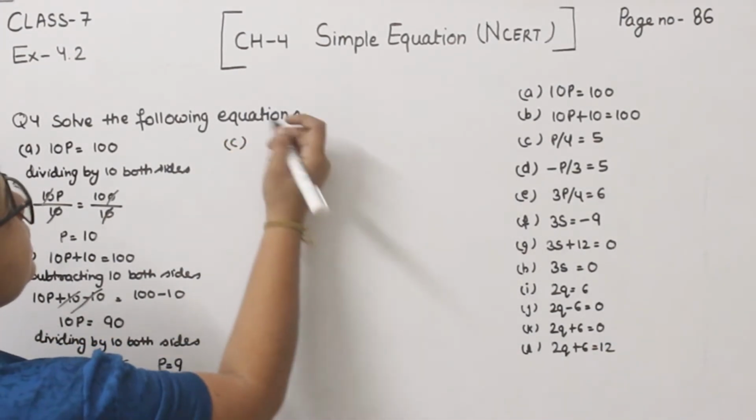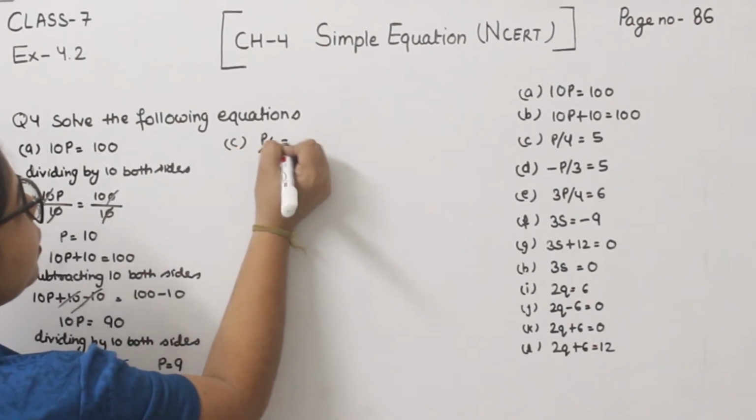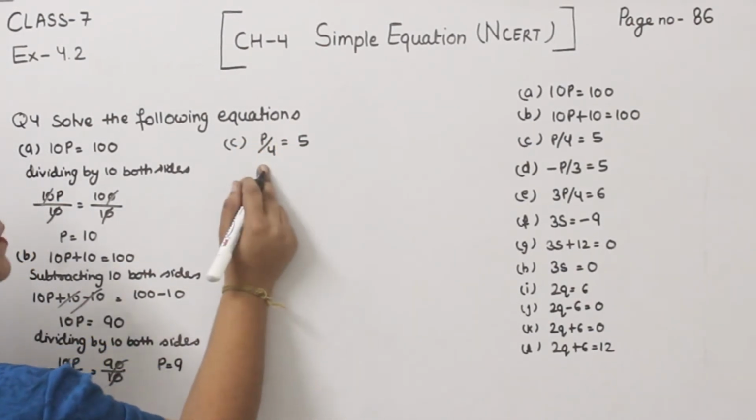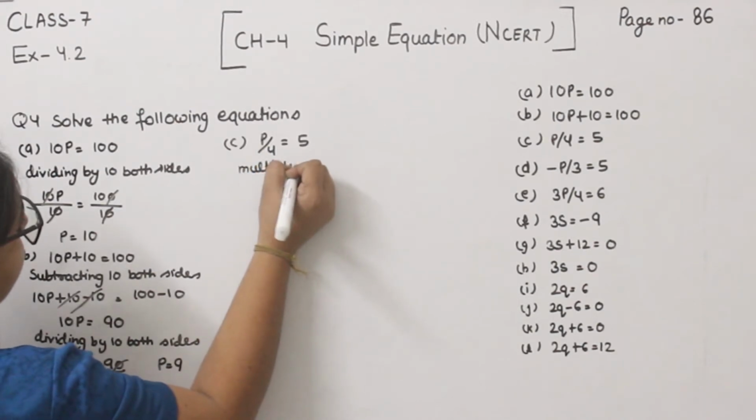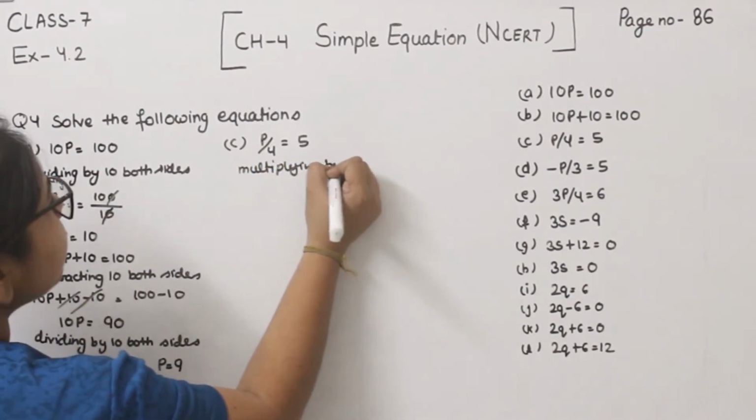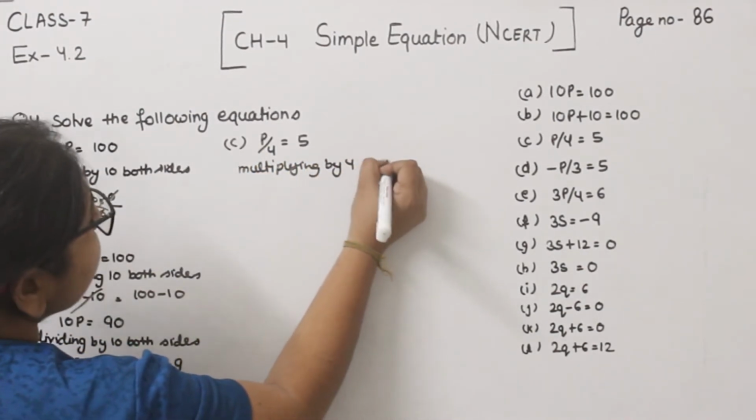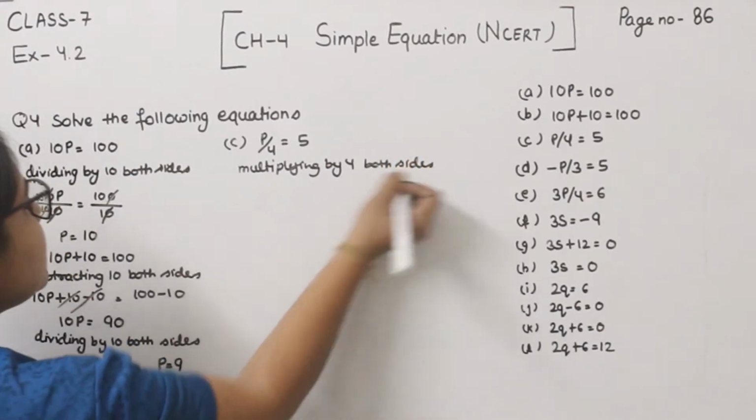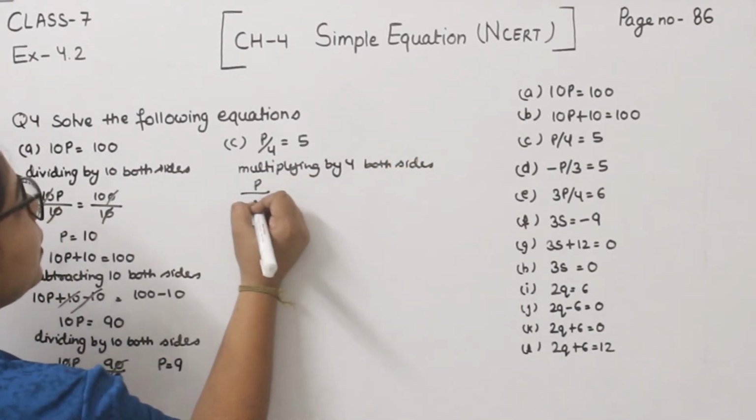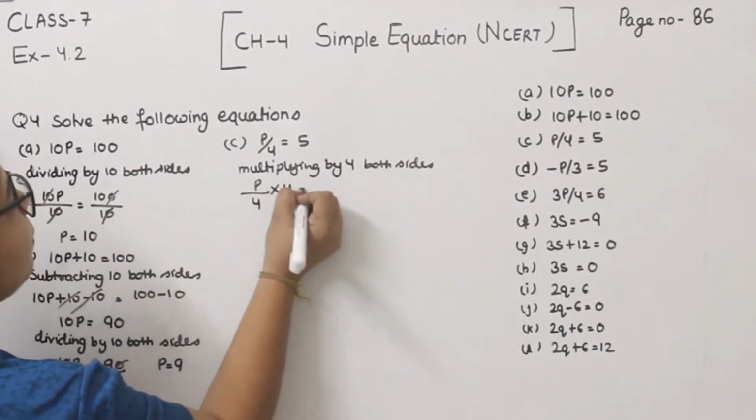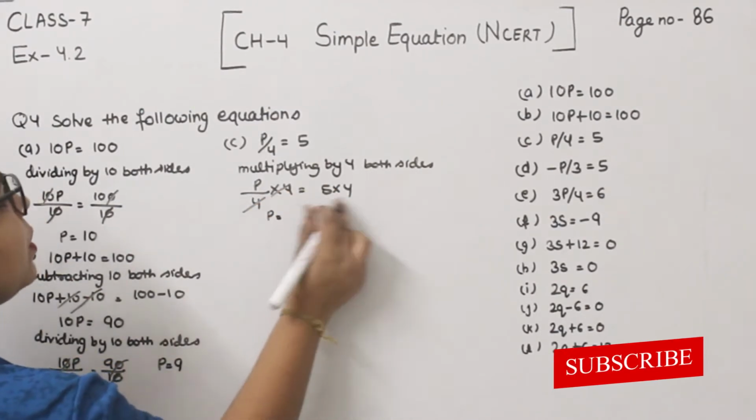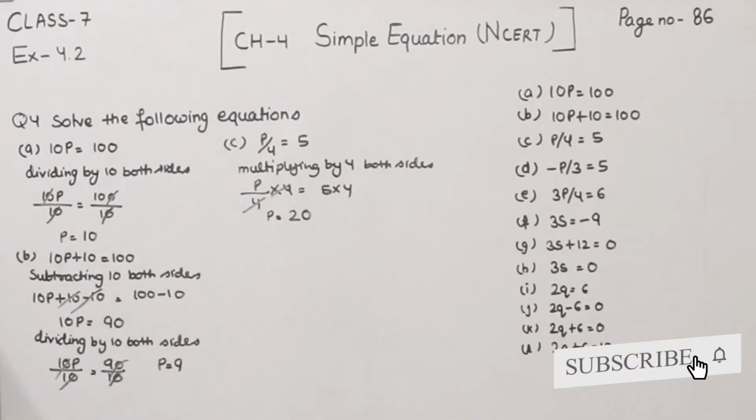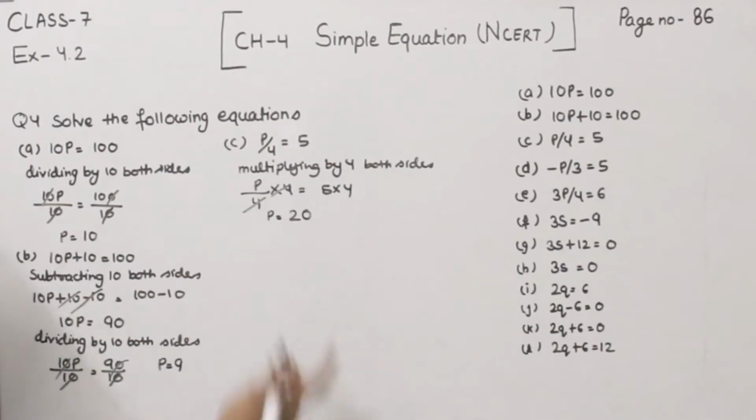Now comes to the part C. p divided by 4 is equal to 5. Now we will multiply it by 4. Multiplying by 4 both sides. Now p divided by 4 multiply by 4 and 5 multiply by 4. Now cancel. p is equal to 5 4s are 20. So the value of p is equal to 20.